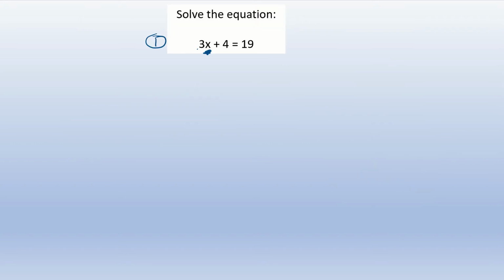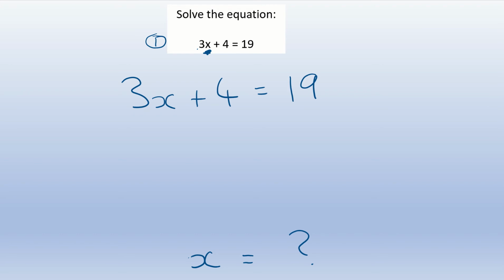So to solve this equation, 3x plus 4 is equal to 19, I'm just going to write it out a bit bigger here. What we are trying to do is get x on its own. So that should be our last line: x is equal to something. Right now we don't know what it is.